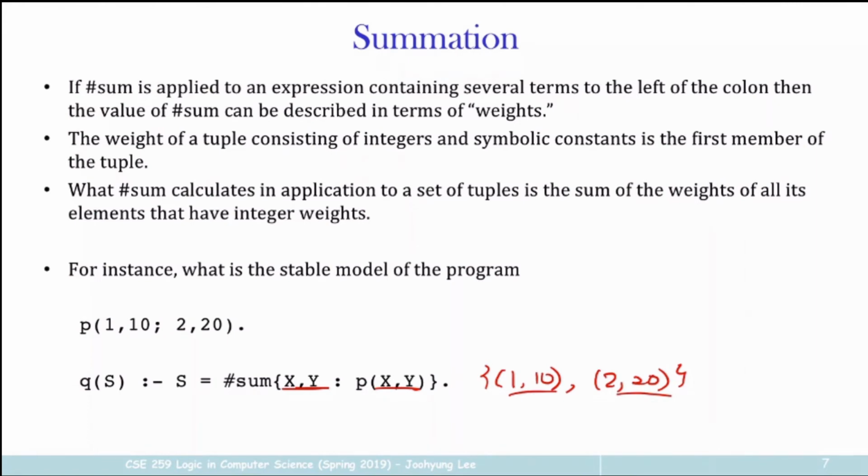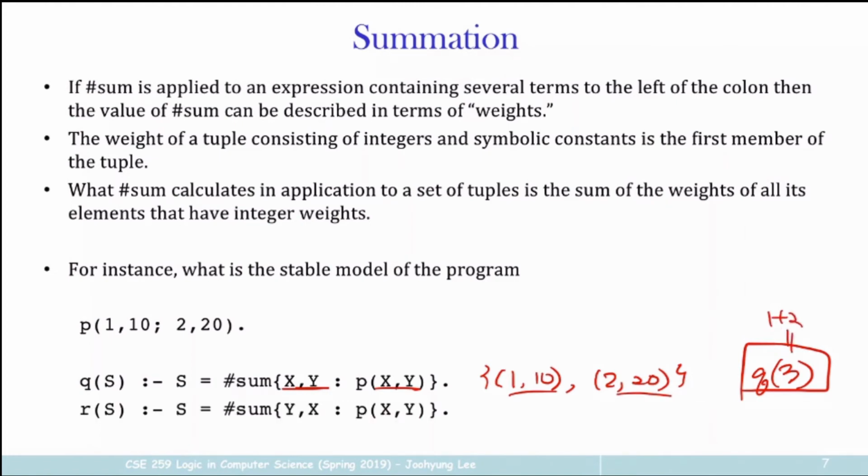So what is Q of S in this case? We are doing the summation over the first elements. 1 plus 2 is 3. So here the value of Q of S will be Q of 3, because it's 1 plus 2 equals 3.